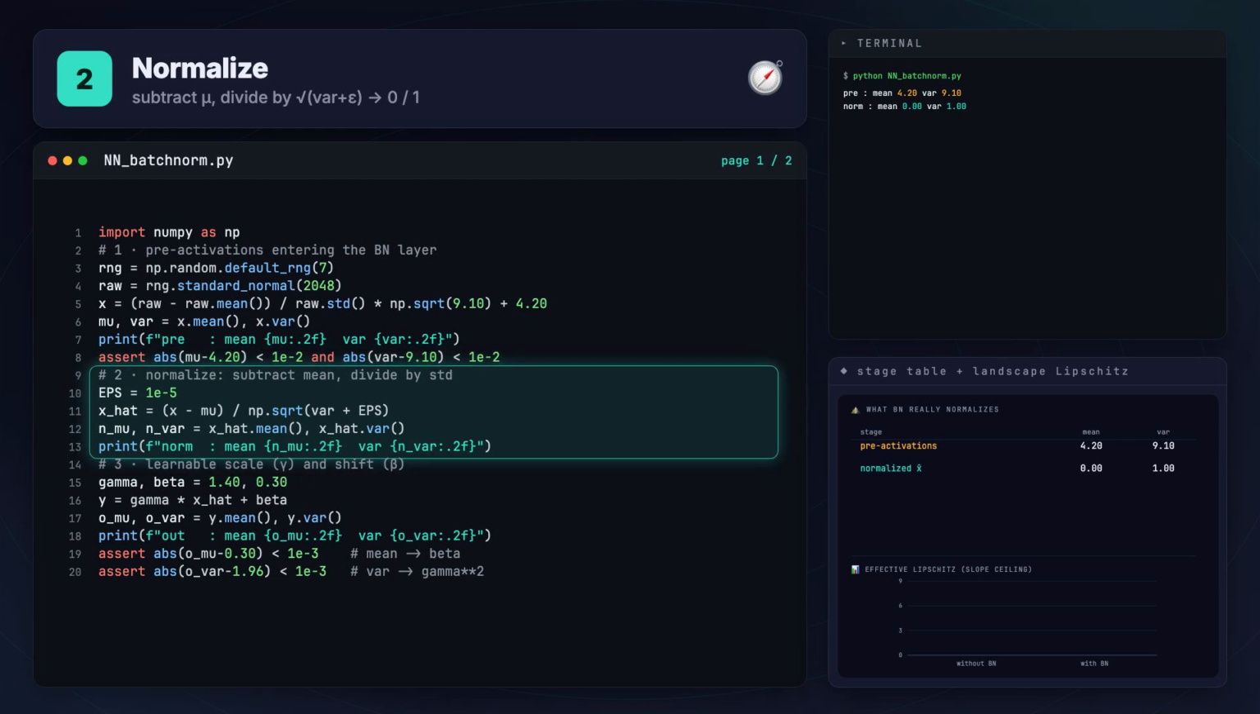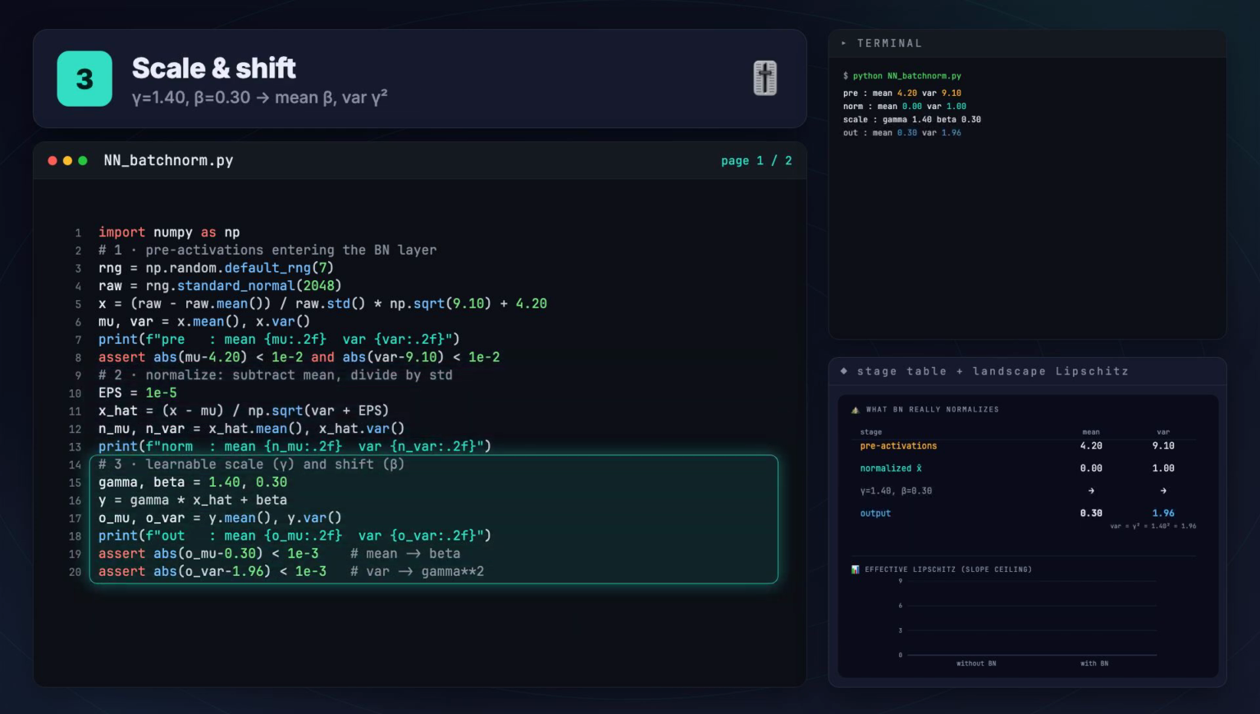Out comes x hat, mean 0, variance 1. We assert that too, because it's the one claim the textbook actually gets right and we want the figure to honor it exactly. Third block, the learnable knobs, gamma 1.4, beta 0.3, y equals gamma x hat plus beta. Then we read back the output's moments. Mean lands on beta, 0.3, and variance lands on gamma squared, 1.96. The code computes them rather than hard coding. So the table on screen is genuinely the array's own statistics, not a caption we typed.